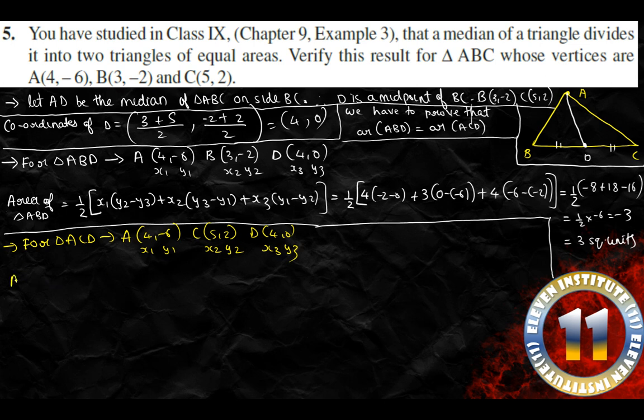Now let us find the area of triangle ACD. So is equal to half. આ ફોર્મ્યુલા અહીંયા લખેલી છે. Just input the values. તો x1 ની જગ્યાએ આવી જશે 4, y2 minus y3 તો 2 અને 0.